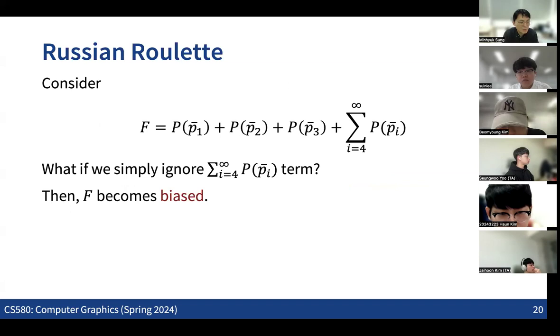So P1 is the case where we have paths of length one, which means we are taking care of the light emission. And P2 is for paths of length 2, which is the case of direct illumination. And this is where we start to see indirect illumination, with paths of length 3.